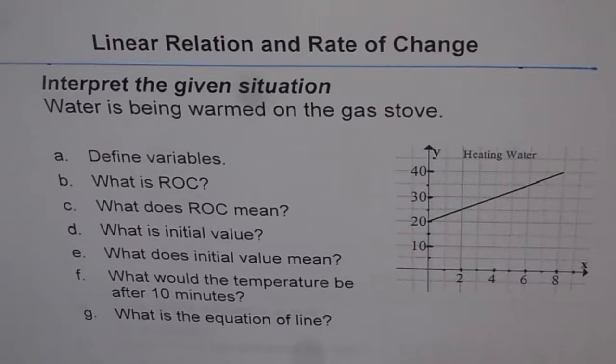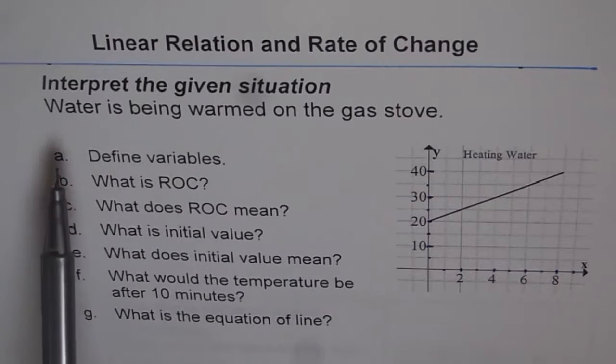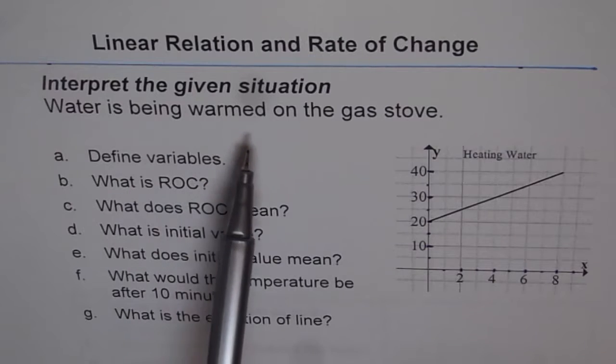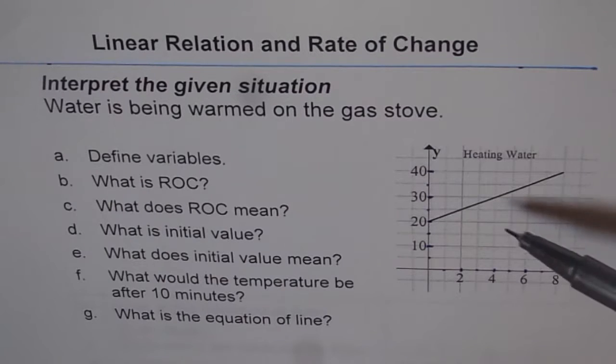But that's an assumption. So when you look at these graphs, first have a look at the graph and see what it relates to. So the question here is, interpret the given situation, and the situation is, water is being warmed on a gas stove. So when you warm something, then its temperature will increase. We have written here heating water.